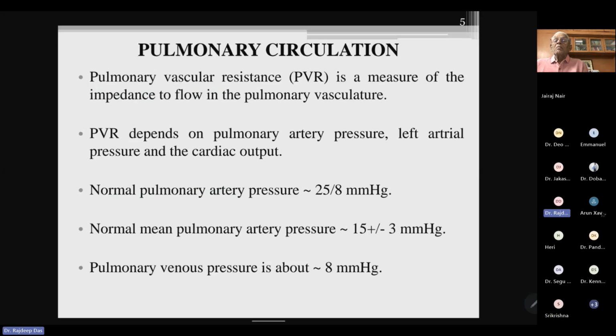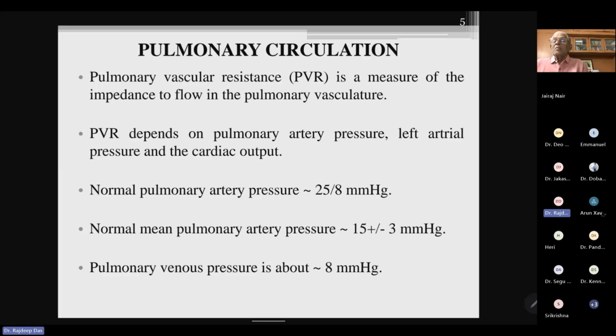Now, pulmonary circulation and the pulmonary vascular resistance. PVR is a measure of the impedance to the flow in the pulmonary vasculature. PVR depends on the pulmonary artery pressure, left atrial pressure, and the cardiac output. Normal pulmonary artery pressure is, we can roughly say, 25/8 millimeter of mercury, while mean pulmonary artery pressure is 15 ± 3 millimeter of mercury.